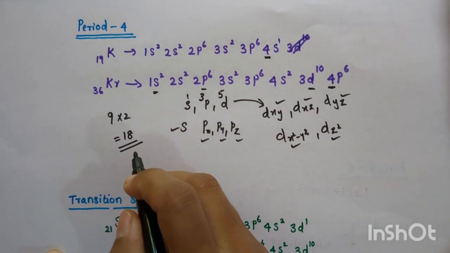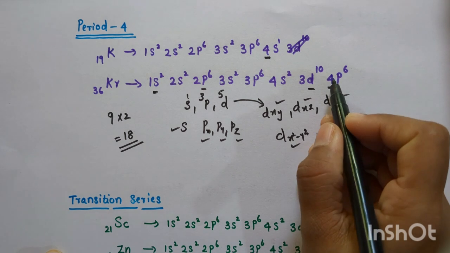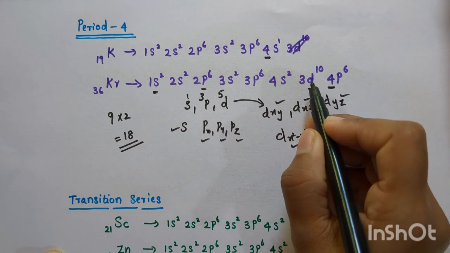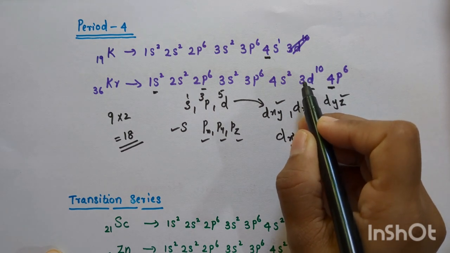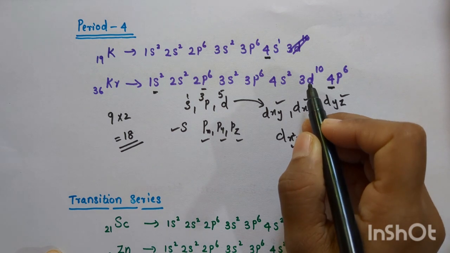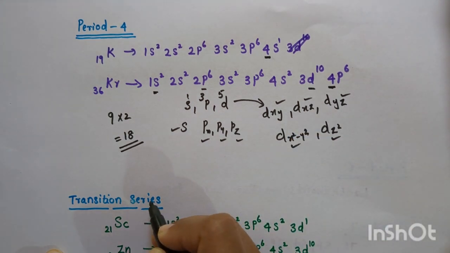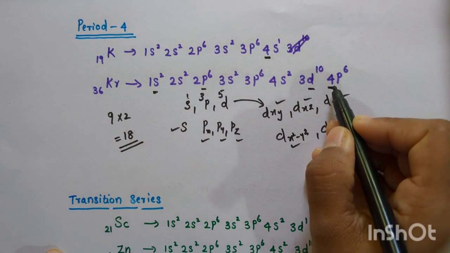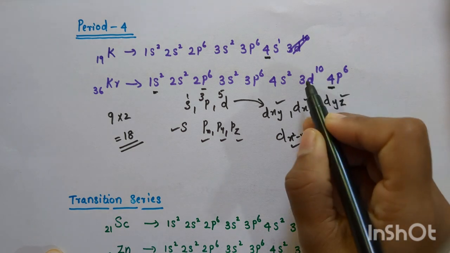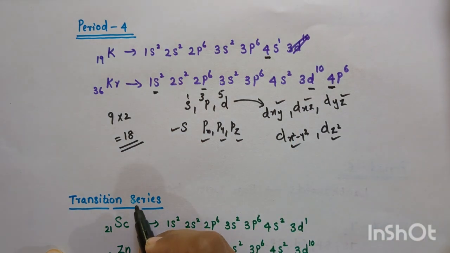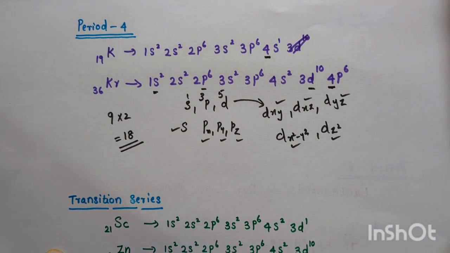And you may note that before the 4p orbitals are filled, the filling up of 3d orbitals becomes energetically favorable, and we come across the so-called 3d transition series of elements. So which are the elements in the transition series? Let us see that. Before the filling up of 4p orbitals, the filling up of 3d orbitals becomes energetically favorable, and we get the 3d transition series of elements.